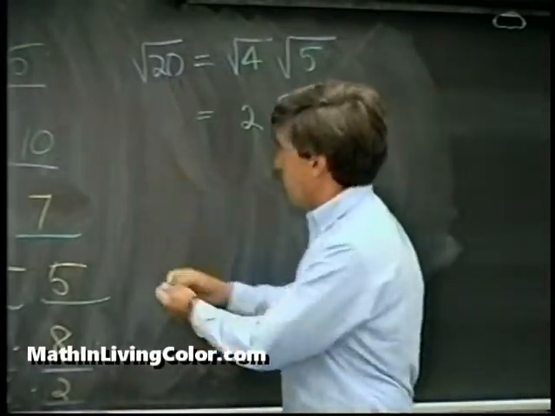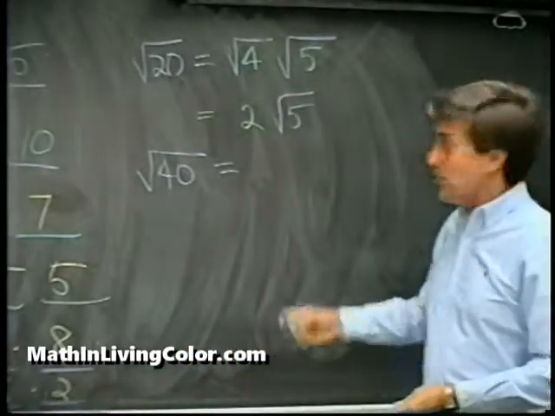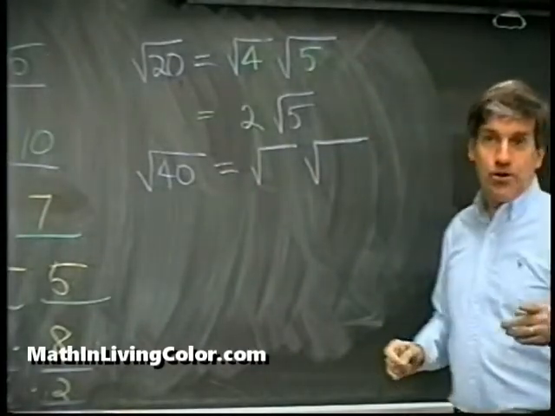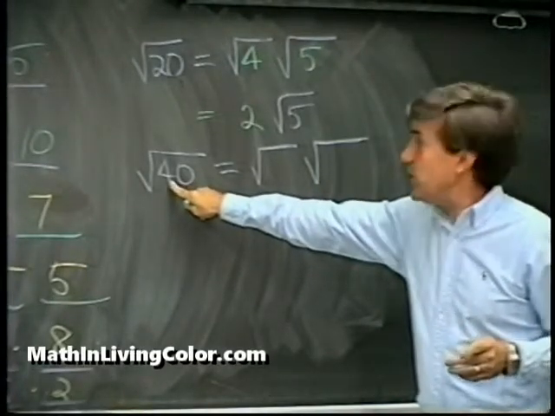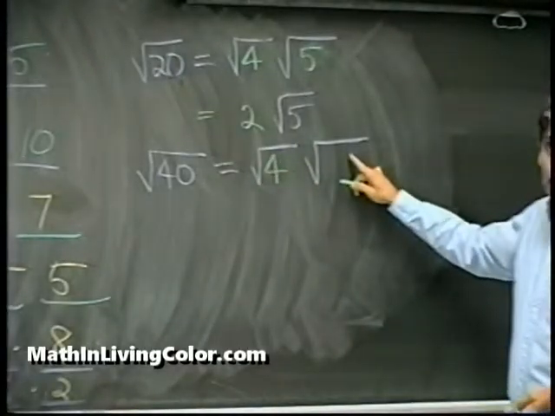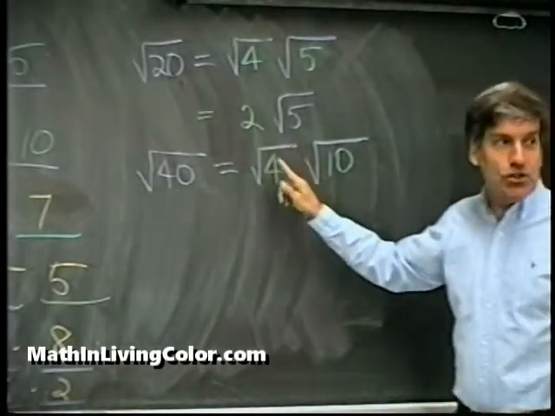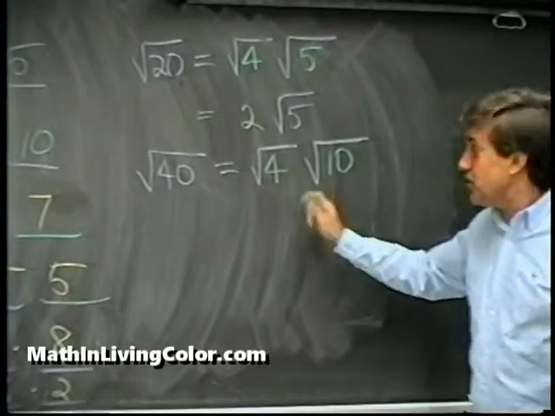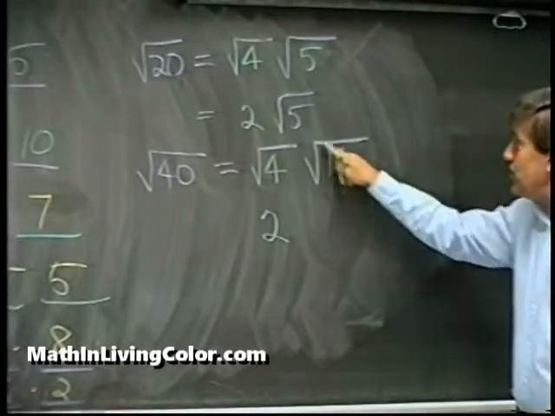Take the square root of 40, for example. How would you find the square root of 40? We've got to break it down into two separate square roots. So what's the first number? What perfect square goes into 40? The square root of 4. Okay? And then what's the second number going to be? 10. Okay? Now, can everybody in here do the square root of 4? The square root of 4 would be 2. Okay? Can anybody in here do the square root of 10?